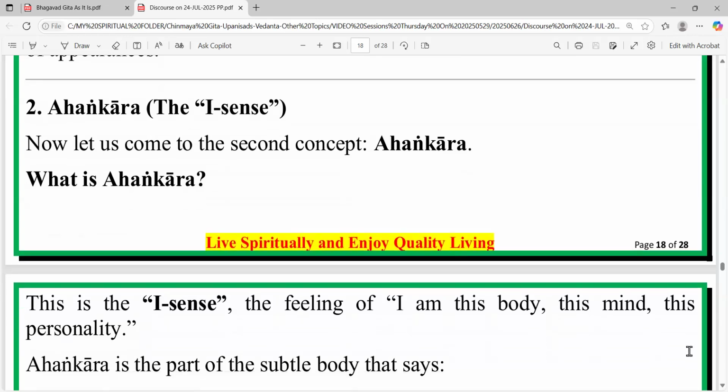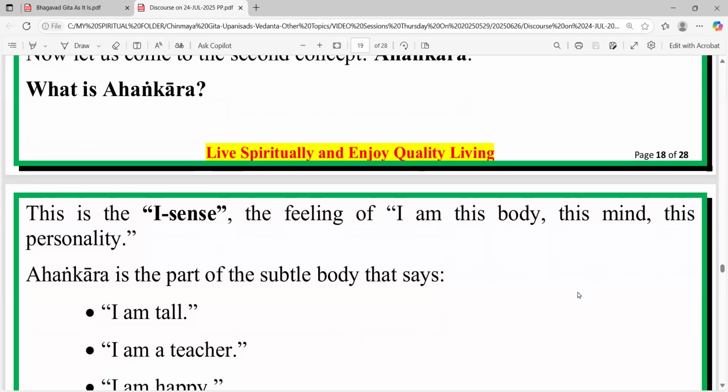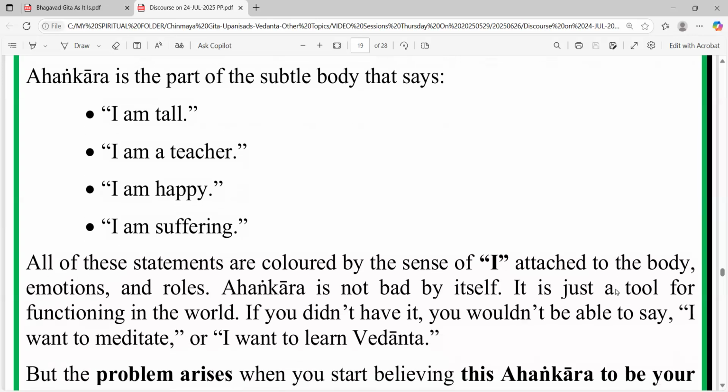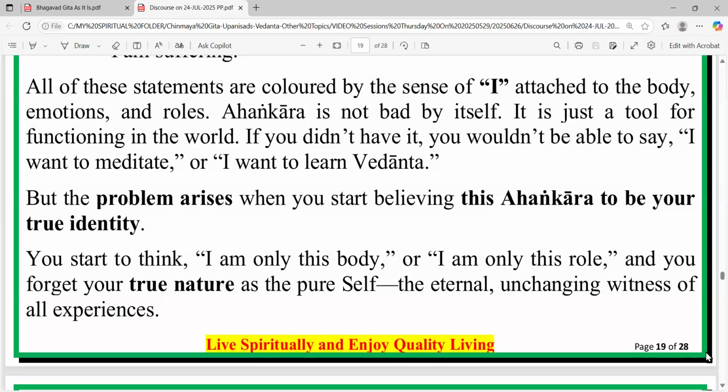Number two, Ahankar. This is the I sense, the feeling of I am this body, this mind, this personality. Ahankar is the part of the subtle body that says, I am tall, I am a teacher, I am happy, I am suffering. All of these statements are colored by the sense of I attached to the body, emotions, and roles.